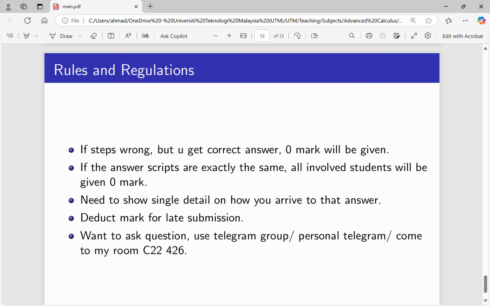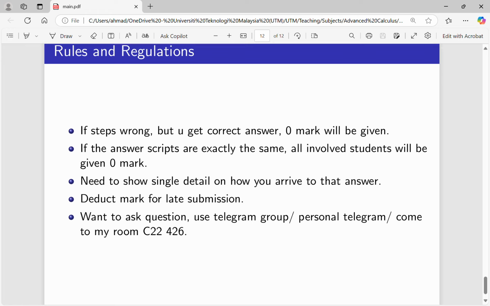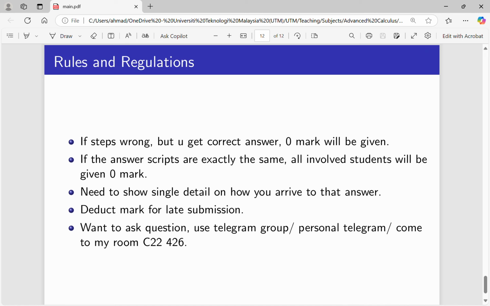For your assignment, if you submit late, I'm going to deduct some of your assignment mark. Next, if you want to discuss or ask any question, you can use the Telegram group, or you can come to my room so we can discuss your problem. I think that's all for now.